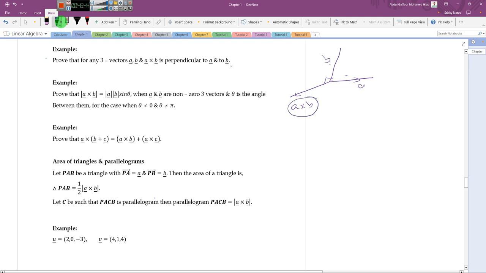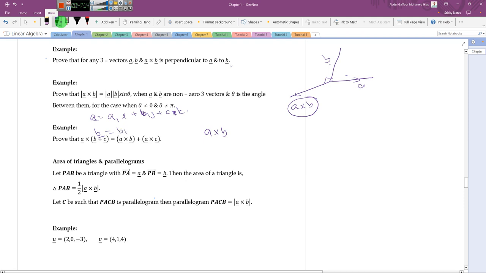So u plus v will be equal to 3 plus 4. I have to just add the i component, j component and k components together. So 3 plus 4, 7i. Then 5 minus 8, minus 3j. Then 7 minus 2, plus 5k.